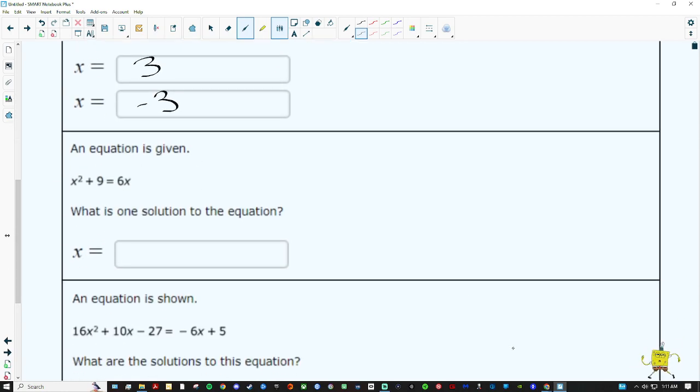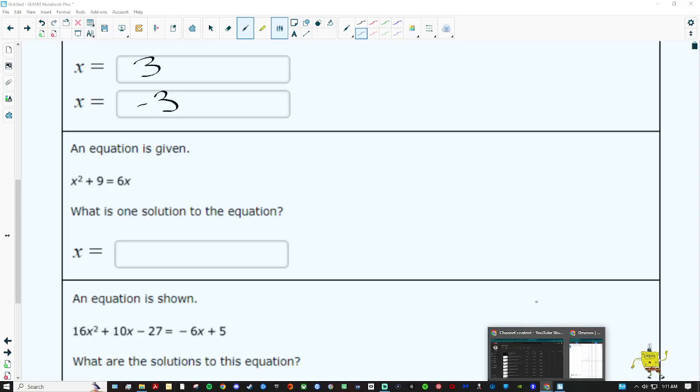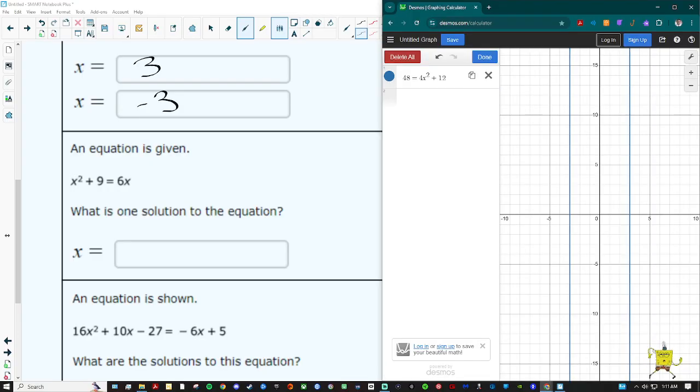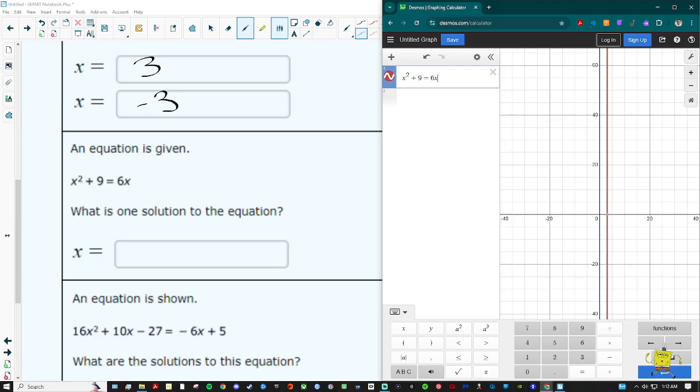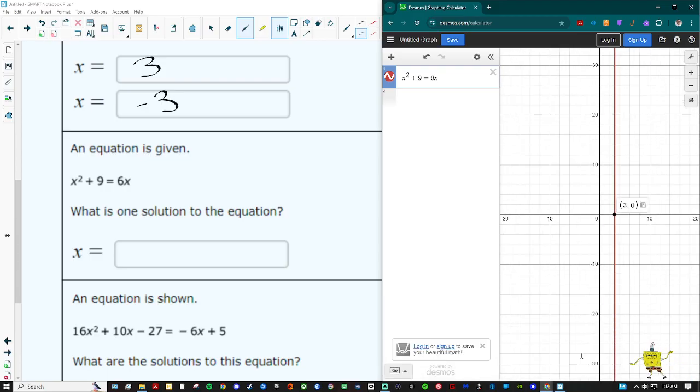Same thing. An equation is given. Find our answer. Delete this out. Type it in. x squared plus 9 equals 6x. I can see, here we go. The answer is 3.